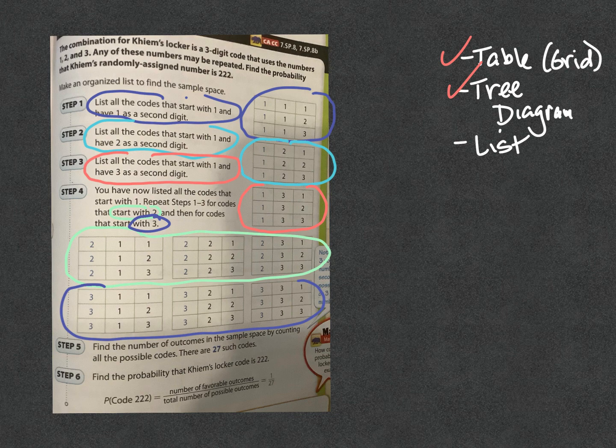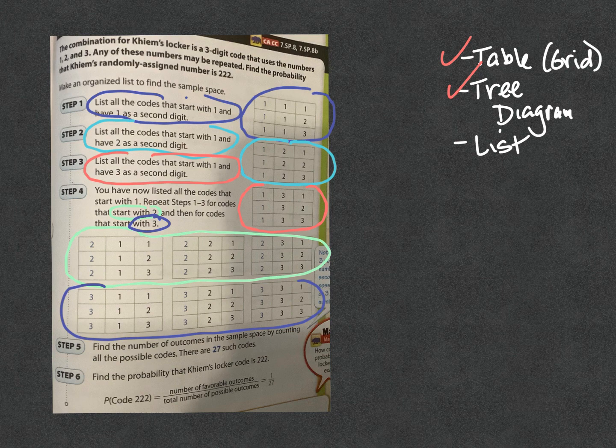So now we're going to go ahead and find out how many potential options there are for our combination. And so we know there's 3 options in each of these boxes, right? So there's 3, 6, 9, 12, 15, 18, 21, 24, 27. So there's 27 potential outcomes for this.